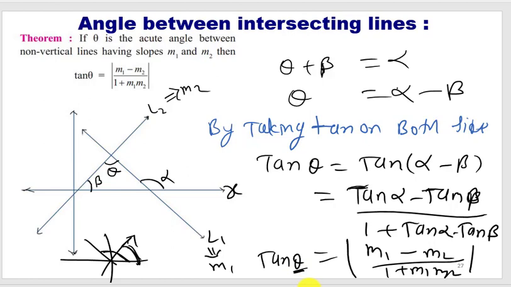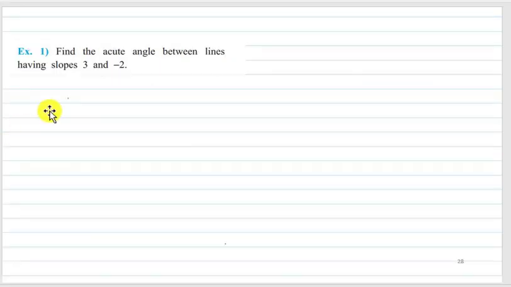And theta is the angle between the two lines. To understand this, let's apply this formula in an example. Here, the example is saying, find the acute angle between the lines having slope 3 and minus 2. Let's suppose line 1 is having slope m1 = 3 and the slope of line 2, m2, is minus 2. Now, let's suppose the angle between the two lines is theta.